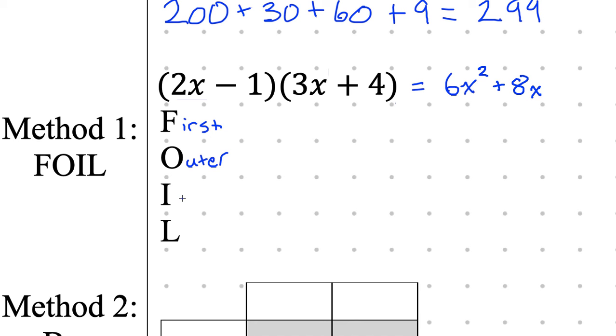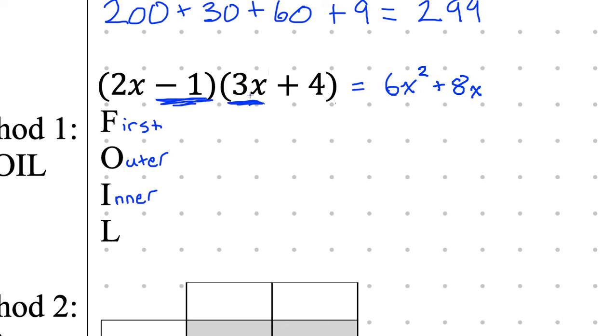And then I stands for inner. Inner means I'm going to do the two inside things. I have a negative 1 and a 3x. Again, I'm including the sign that comes before. So negative 1, not just 1, but negative 1 times 3x. And what is negative 1 times 3x? Kira? Negative 3x.